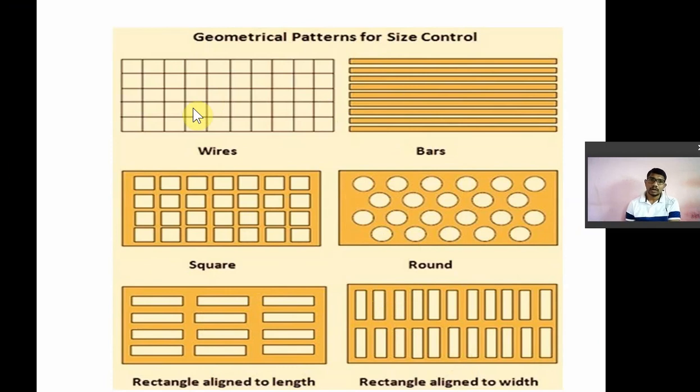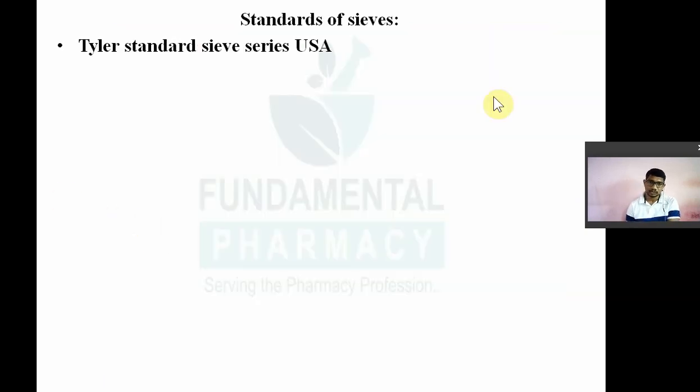Now sieves may be either woven wires, woven from wires, or there will be bars. Mostly this kind of bars are used in, if you have seen the mani yantra, it has them. Standards for sieves: these sieves must be according to the standards. There are different standards for sieves.